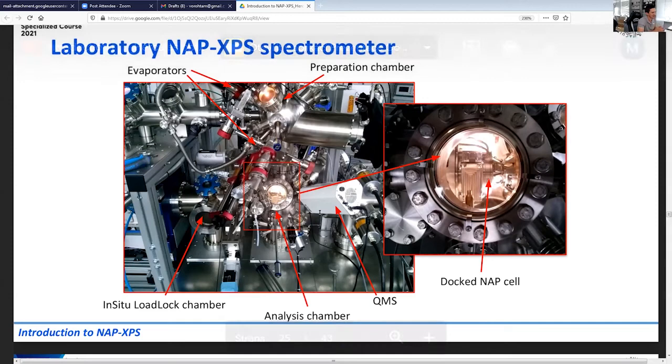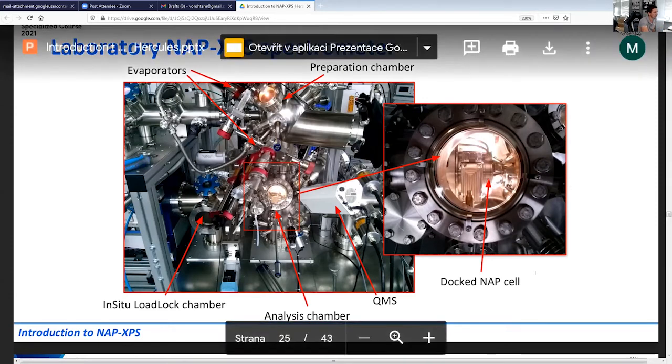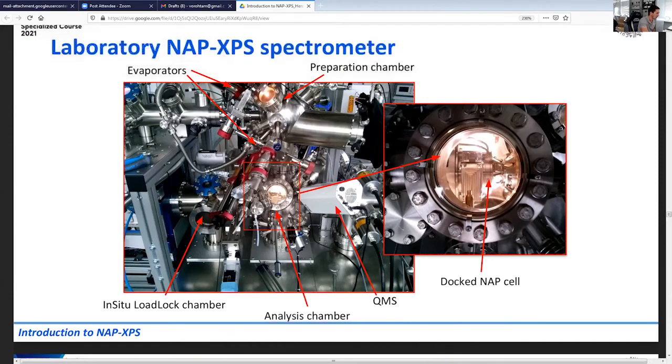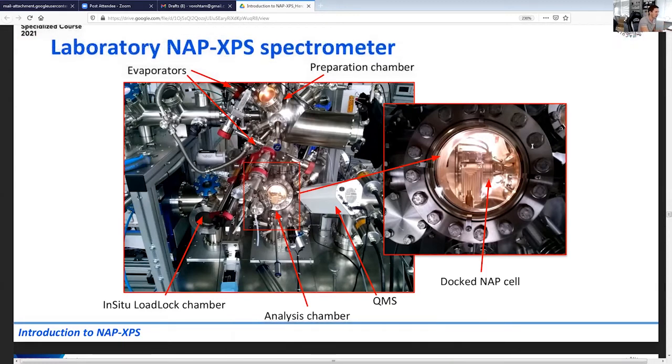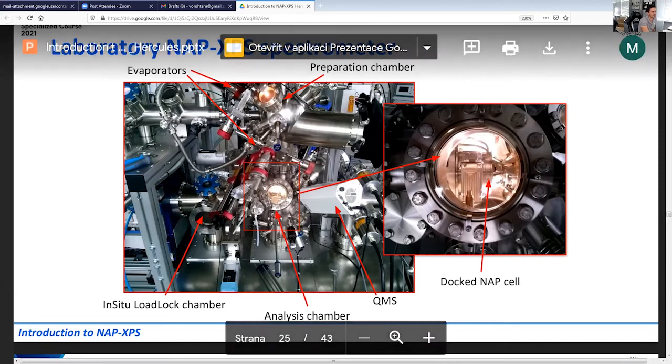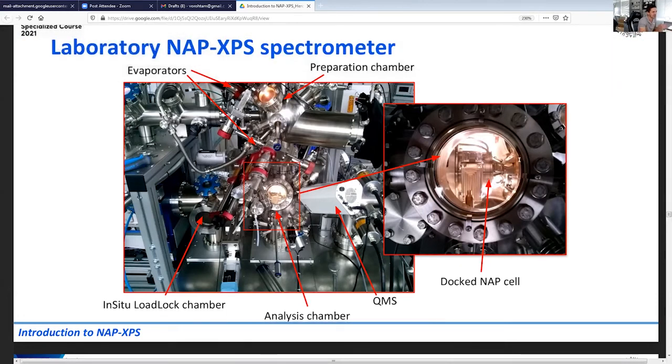You should press it somehow with feeling, and then there is a special locker here which you should pull, and then it locks the cell to the analyzer. It locks in a way that it seals very well, so when you fill the cell with gas, it will not leak out. This connection between the analyzer and the cell is rubber sealed. When you press it, this rubber ring seals the pressure quite well.